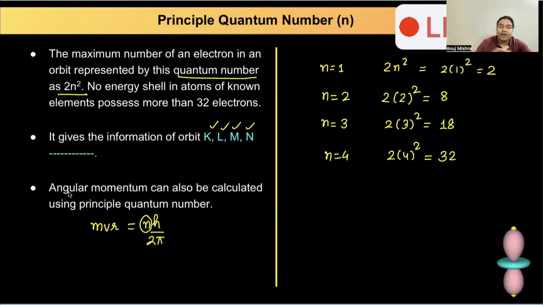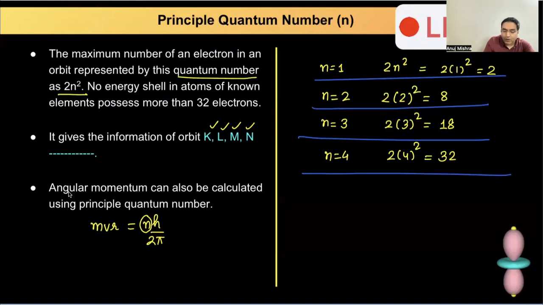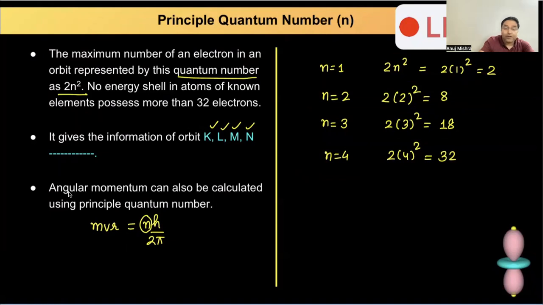With that understanding, for n equals 1, we have how many electrons? 2. For n equals 2, 8, then 18, then 32, and so on. This is the way we mention these things. Correct? All right. What else did we learn?